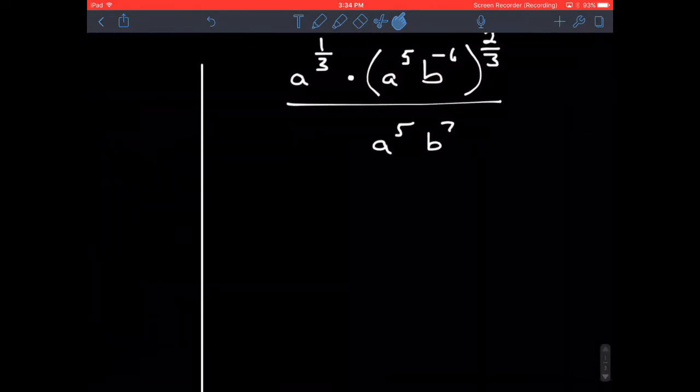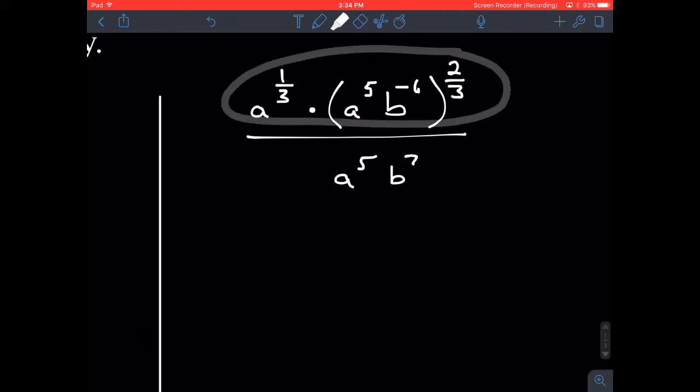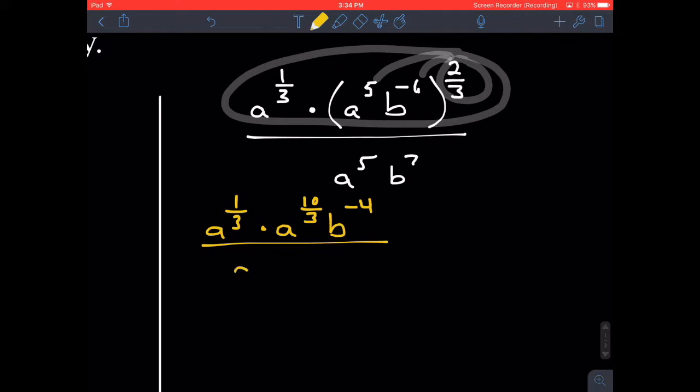Alright, next example. This one may look a little bit more complicated, but it's really not. We just have a different set of things to worry about. In either case, you're going to want to simplify both the top and the bottom before you continue on with this. So in this case, we're going to want to distribute that 2/3 into the parentheses, which means that our new numerator is going to be a to the 1/3 times a to the 10/3, b to the minus 4, and we can't simplify our denominator at all, so it's still going to stay the same at a to the 5th, b to the 7th.